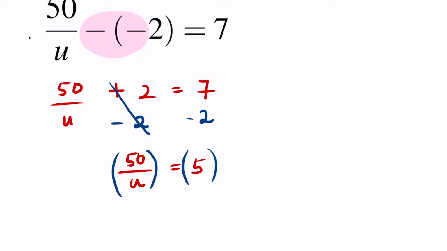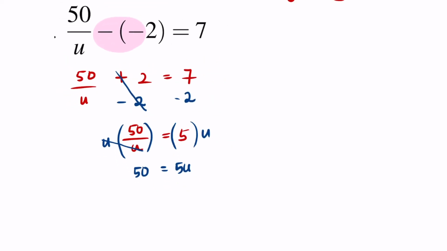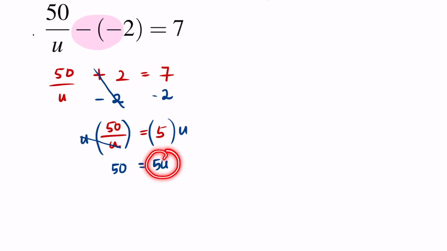Okay? So let's do that. The denominator of this fraction is u. So I multiply both sides by u. Now, since u is on the numerator and denominator, I can cancel it already. So you are left with 50 equals 5u. And now we know that this is a multiplication problem. 5u, when there is no sign, that's multiply.